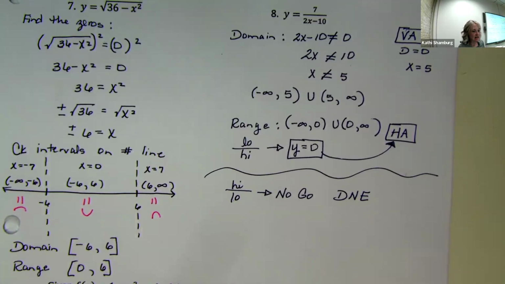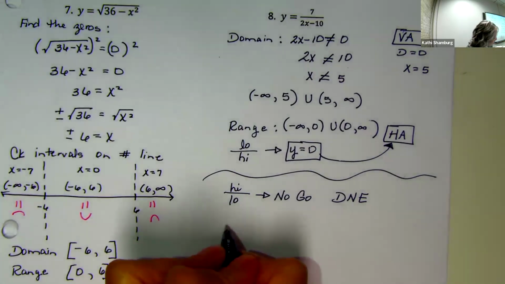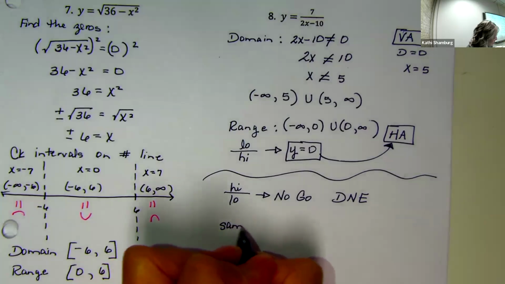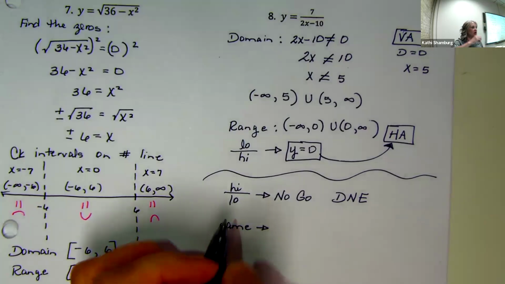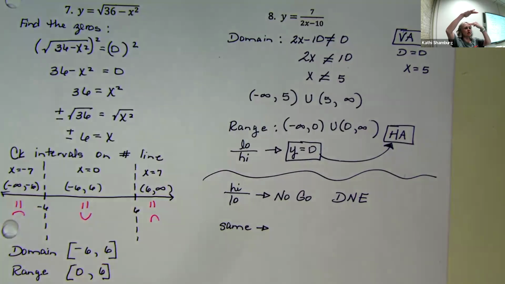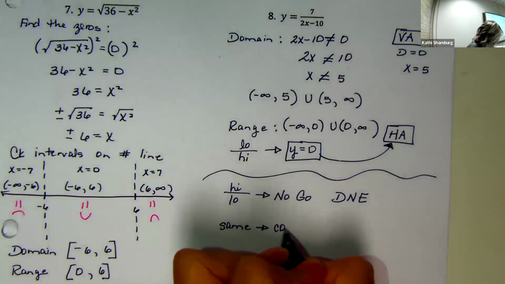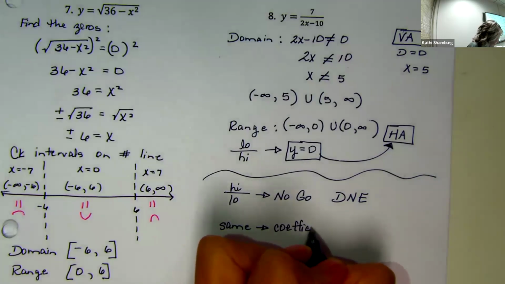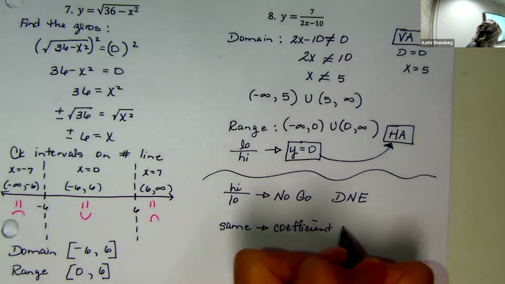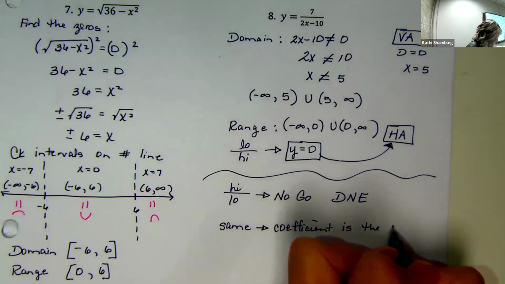Then the last option is if the degree is the same. And what that would mean is if the degree in the numerator was 2 and the degree in the denominator was 2. So they're the same. So if they're the same, what is the game? Coefficient is the game.